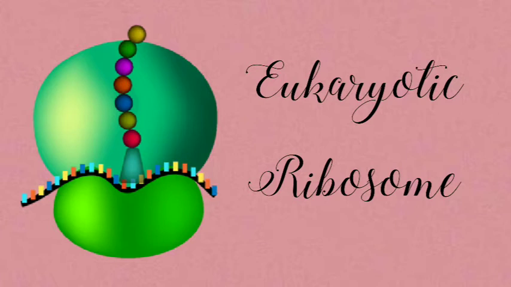Then comes the eukaryotic ribosome. The eukaryotic ribosome is an 80S ribosome, and it too has a small subunit as well as a large subunit. The small subunit is 40S and has 18S rRNA, about 1,900 nucleotides, and 33 proteins. The large subunit is 60S and has 5S rRNA, about 120 nucleotides, 28S rRNA, about 4,700 nucleotides, and 5.8S rRNA, about 160 nucleotides, and 49 proteins.